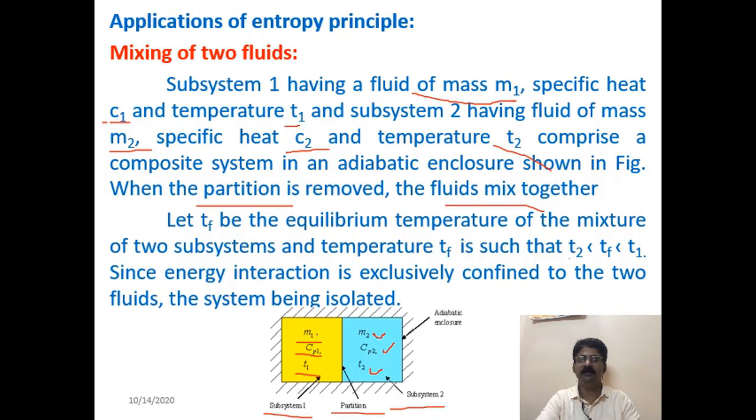So Tf, if it is the equilibrium temperature of the mixture of the two subsystems, like you see it is given here, Tf will be less than T1 and greater than T2. It means it's less than the hot or high temperature and greater than the lower temperature. Now energy interaction is exclusively confined between the two fluids, as the system is isolated and moreover it is an adiabatic enclosure, so there is no energy flow out of the enclosure or the system.